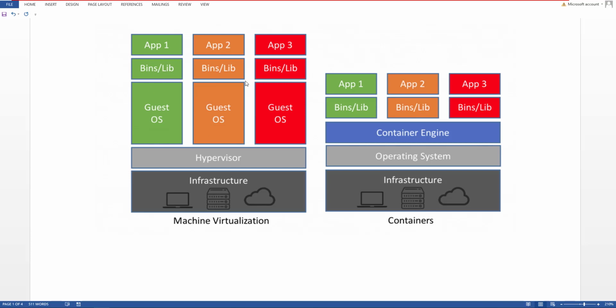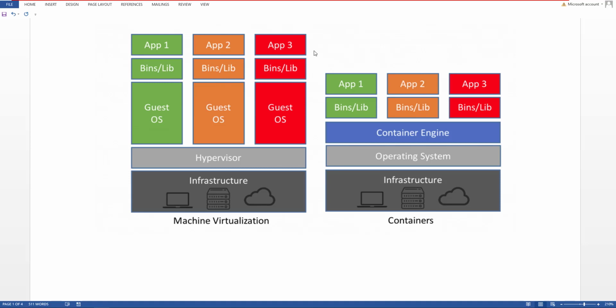The same way goes here for the second app and third app, so you will have a guest OS to run each of them. First, you need to have your host OS. On top of it, you will create multiple VMs. On each VM, you can deploy a single application.